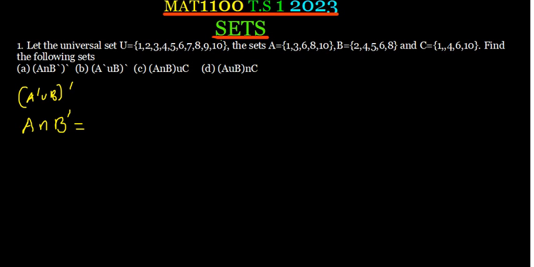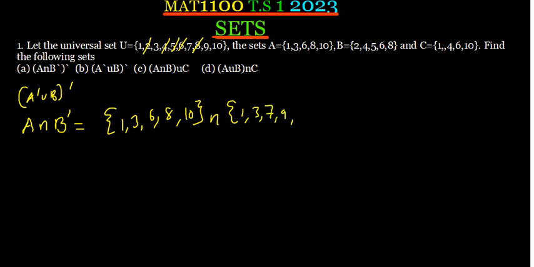So I'm going to write the set A, which is 1, 3, 6, 8, and 10. And then intersection, we now write the set B complement. I go to the universal set, and what is in B I cancel. In B we can see 2, 4, 5, 6, and 8. So cancel those. What has remained is 1, 3, 7, 9, and 10. So this is B complement.